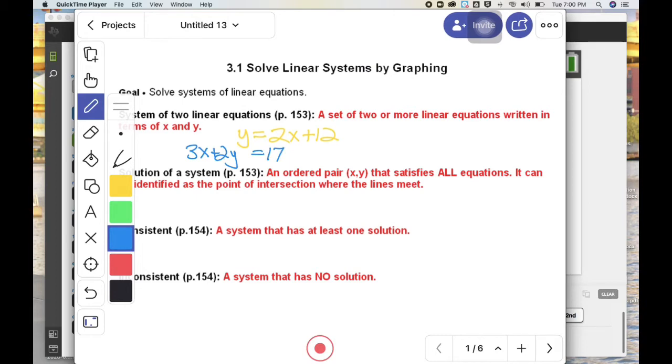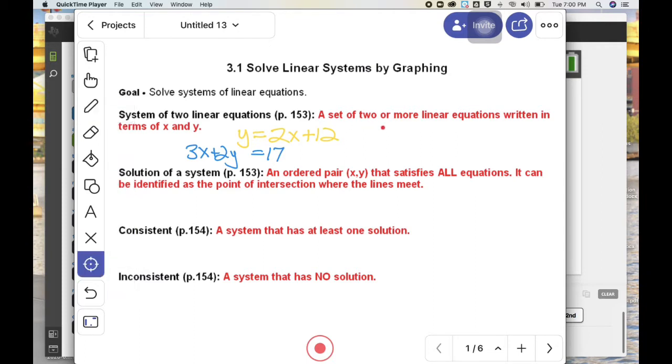Now, how does this particular example meet our definition for being a linear system? That's easy, because it's two or more equations written in terms of x and y. Next up, we have the solution to a system of linear equations. Quite simply, we're looking for the ordered pair, the x and the y, that satisfies all equations. In other words, I could take this one x and this one y value, and it would work in both equations. It can be identified as the point of intersection where lines meet.